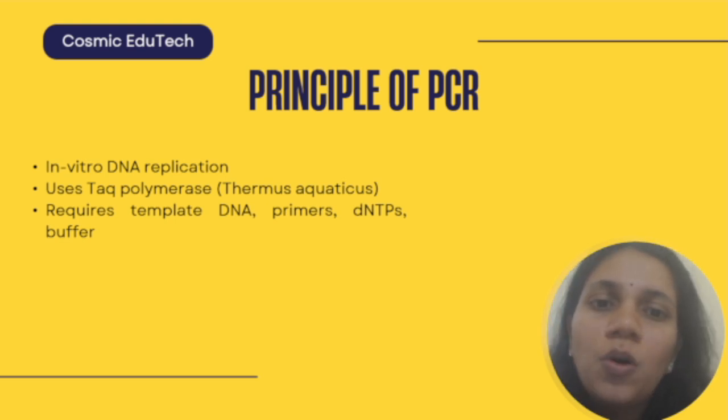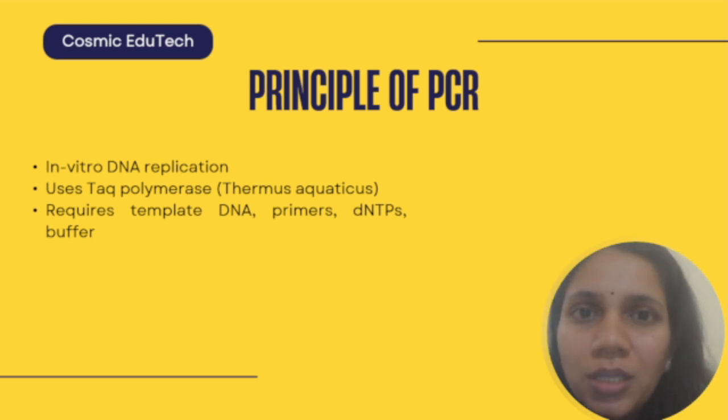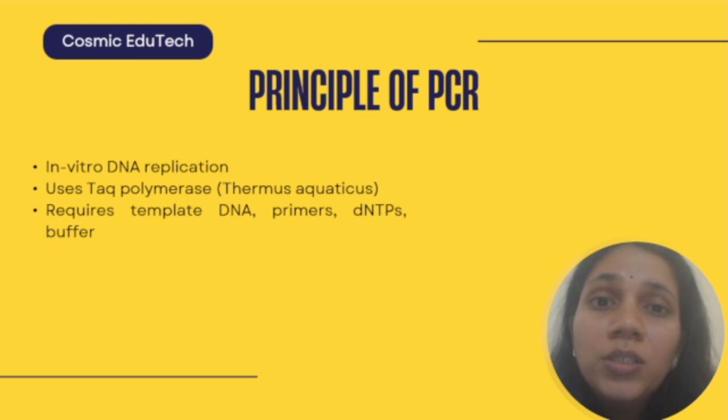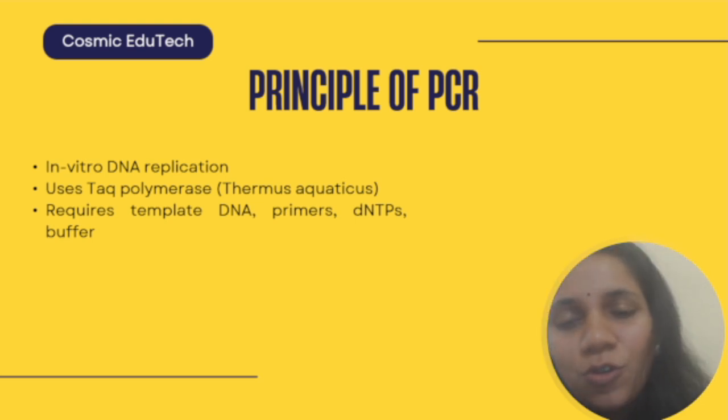This polymerase was isolated from a bacterium called Thermus aquaticus, which is found in hot springs, allowing it to withstand high temperature. And this is the very point that was picked up by Kary Mullis and he used high temperatures in case of PCR.